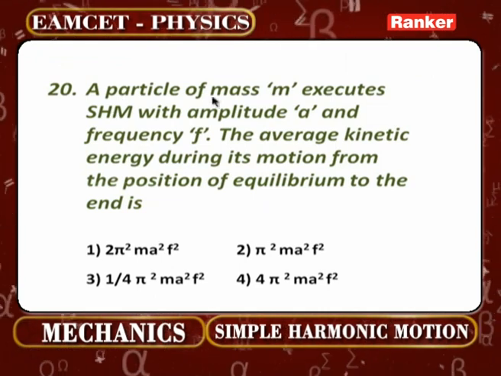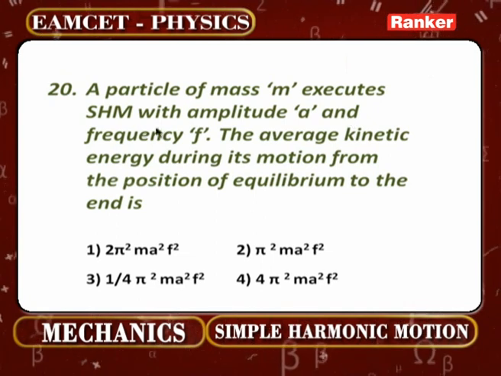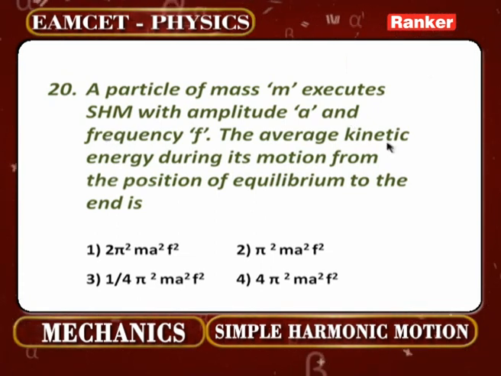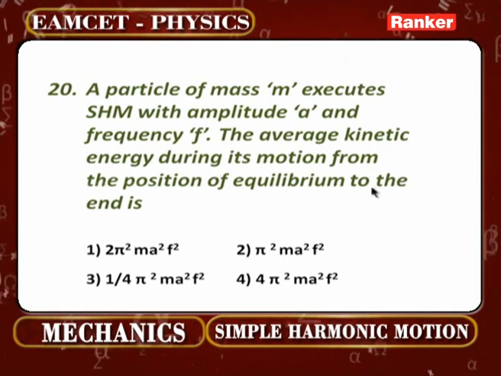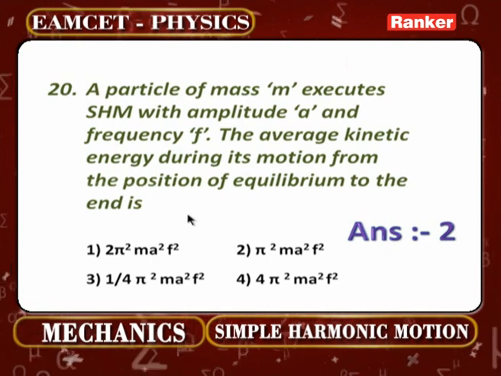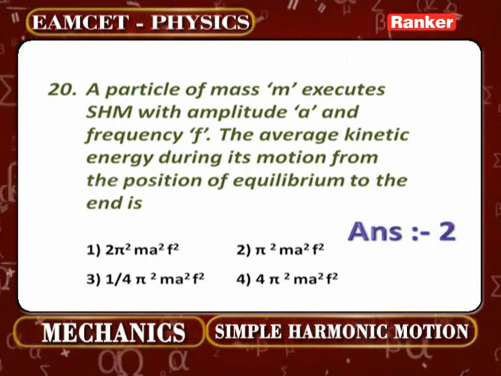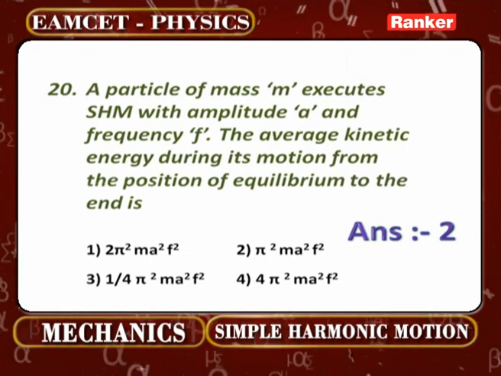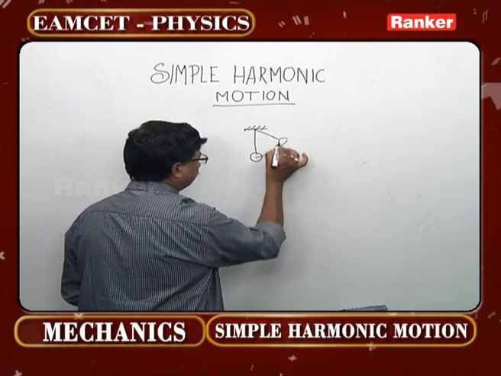A particle of mass m executes SHM with amplitude a and frequency f. The average kinetic energy during its motion from the position of equilibrium to the end is. Equilibrium means starting from mean position of rest. That mean position itself is equilibrium position, we can say. Suppose a pendulum is oscillating, like this is equilibrium position and this is extreme position.